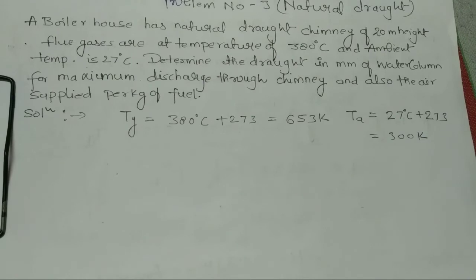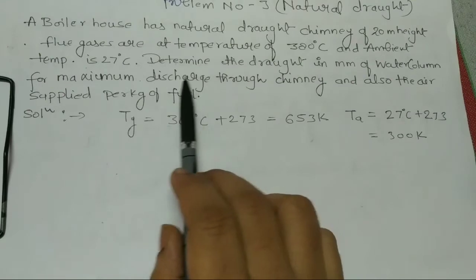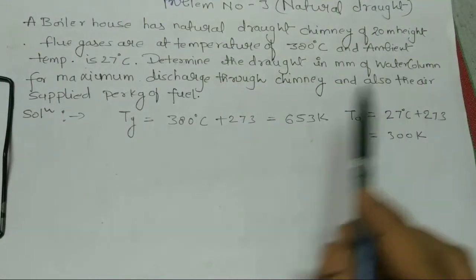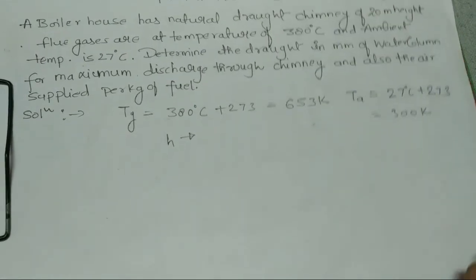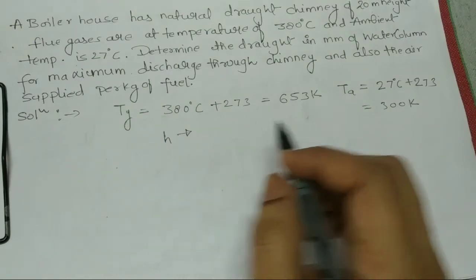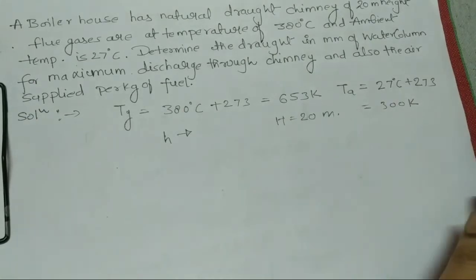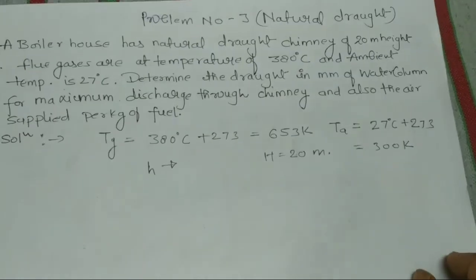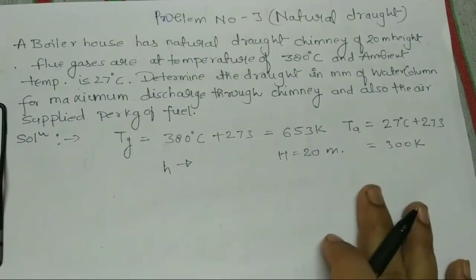So we know all the values except small h, because you need to determine the draught in mm of water column. So we need to find out small h for maximum discharge through the chimney. For maximum discharge through the chimney, capital H is given 20 meter. So first of all, please note down the question, which values are given.